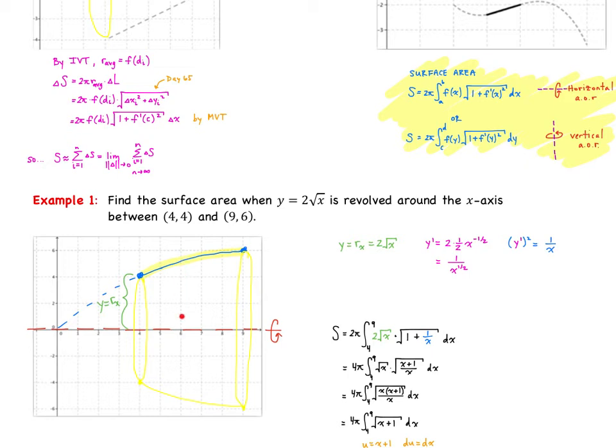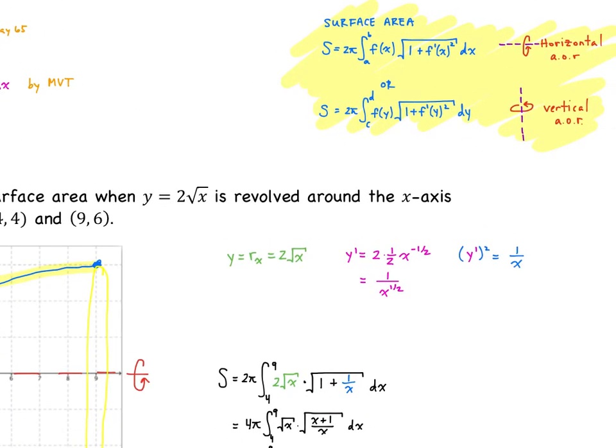Right? Wherever I am, that distance is the y distance, okay? So that kind of leads us over here to the right-hand side, where y is going to be the radius in terms of x, which we already have: 2 root x. So that's no big deal. But we will also need y prime, and y prime squared.